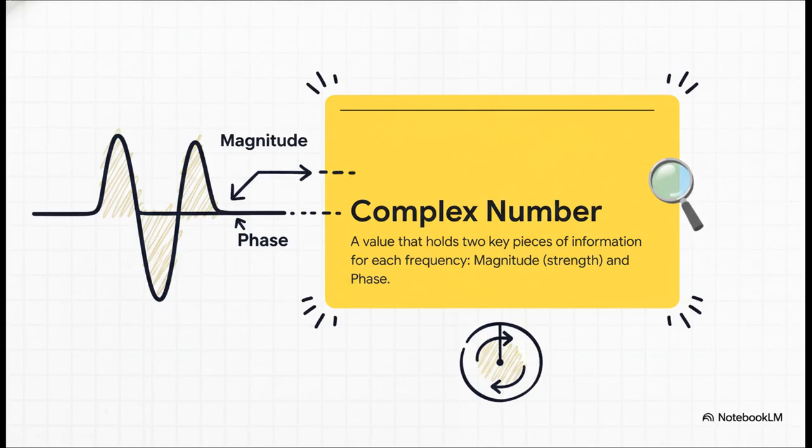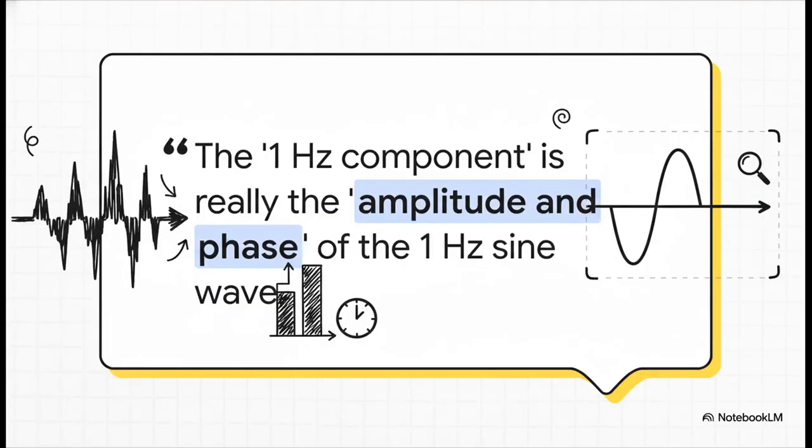The second thing is the phase, and this just tells us the wave's starting position. Like when we started recording, was it at the top of its peak, the bottom of a valley, or somewhere in between? So we don't just know what's in the signal, but also how all those little waves are lined up together. And this really nails the key takeaway here.